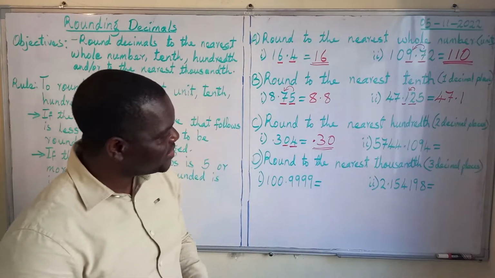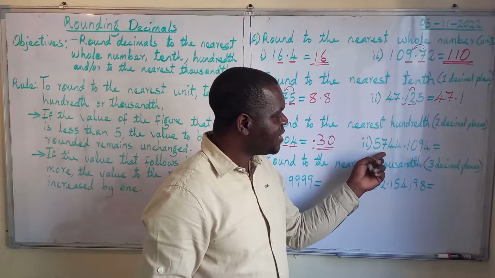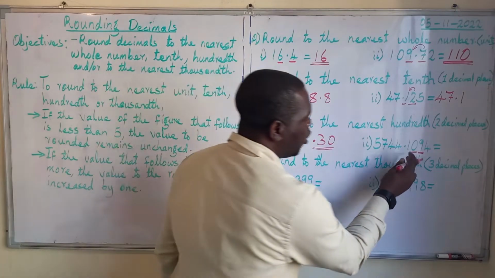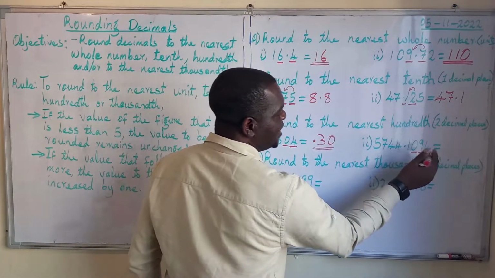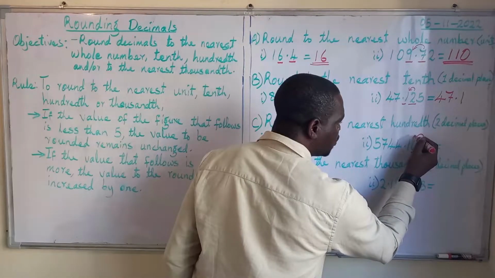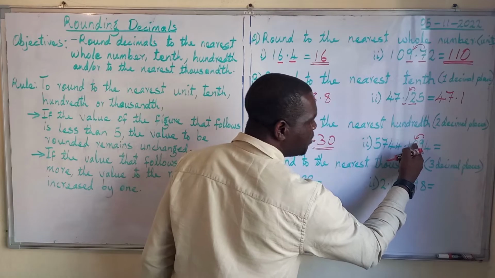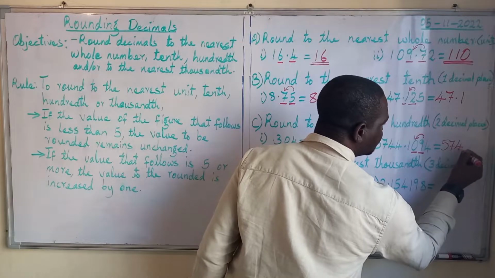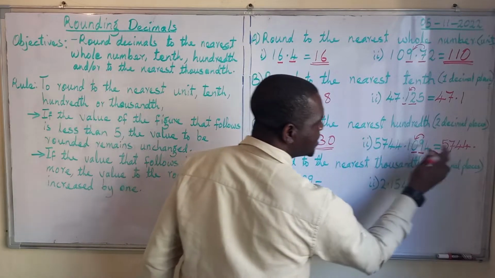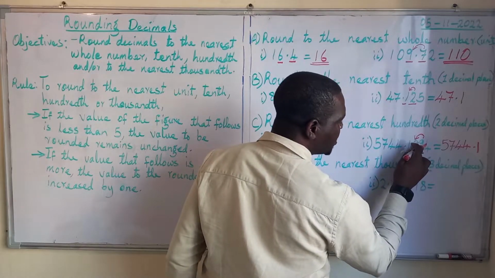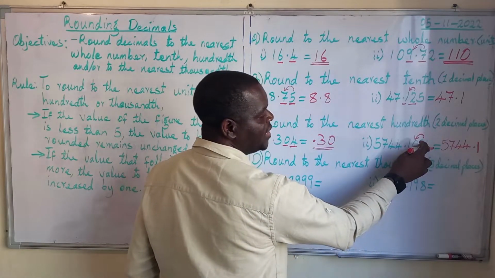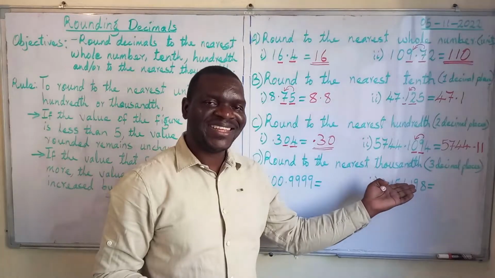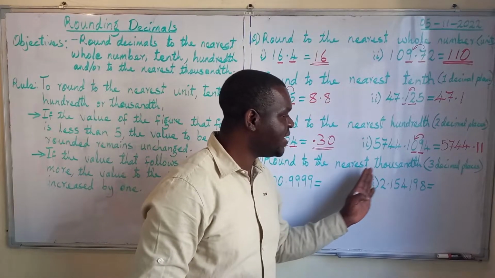Let's look at the next, round to the nearest hundredth. 5,744.1094. Our concern here is the hundredth and the thousandth digit. The thousandth digit here is more than 5. We are supposed to add something here, and so this 0 will become 1. So we maintain this 5,744 point. We are supposed to have 2 decimal places, so 1 stands, and the next one that follows this 0, we've added 1 because 9 is more than 5. So it will be 5,744.11.